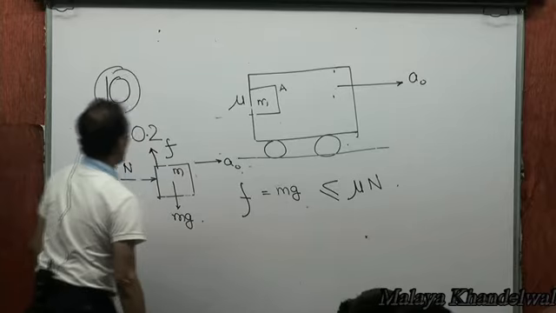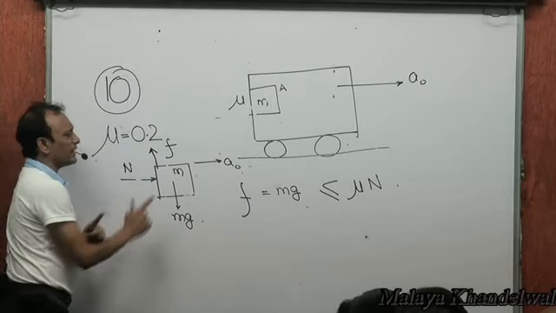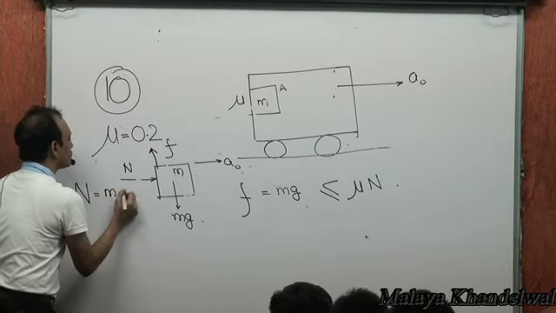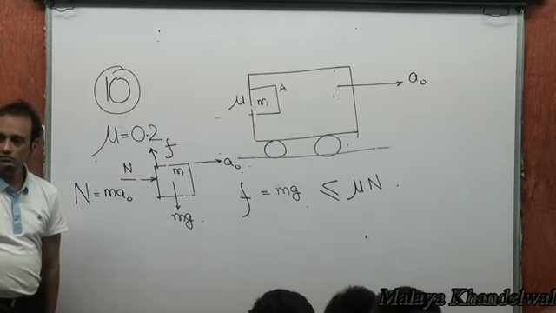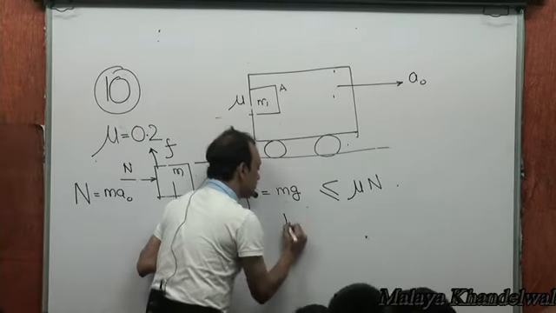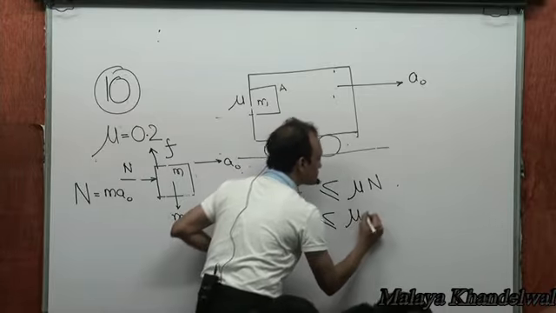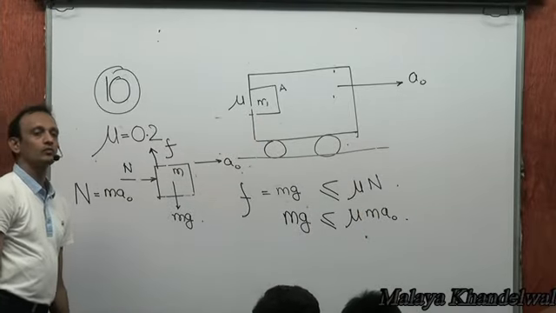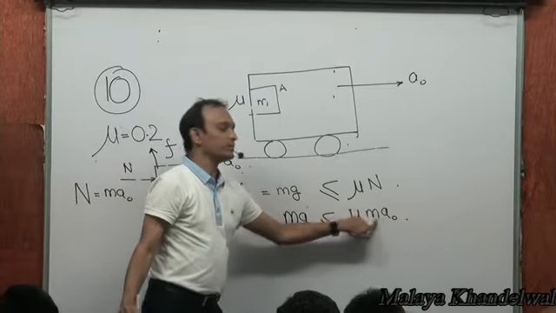But what about N? N is providing small m an acceleration a naught to the right. So can I say N must be equal to m a naught? Which means mg must be less than or equal to mu times m a naught.